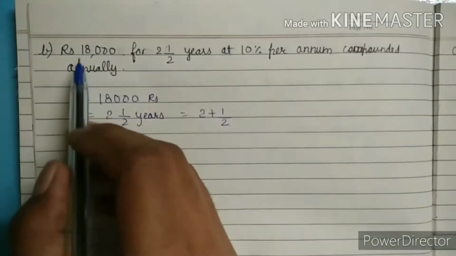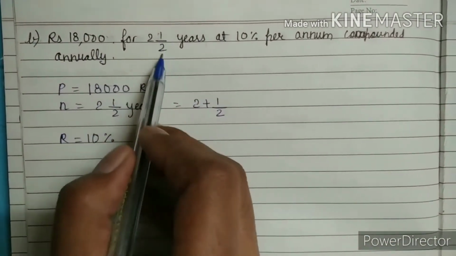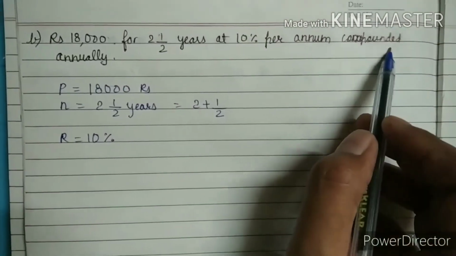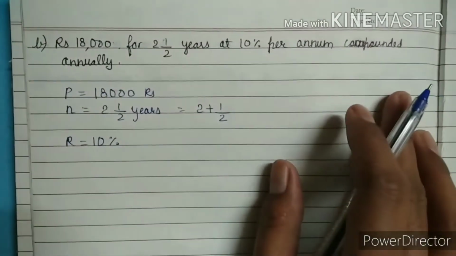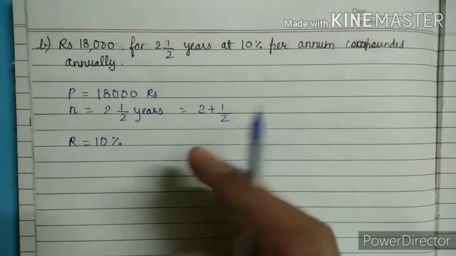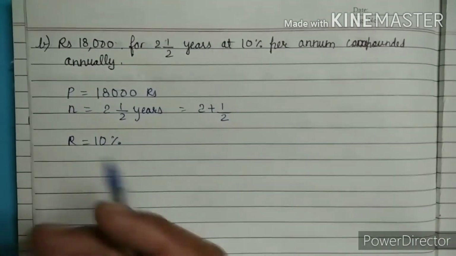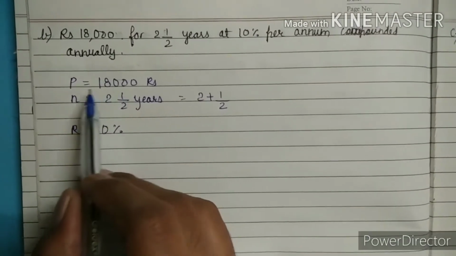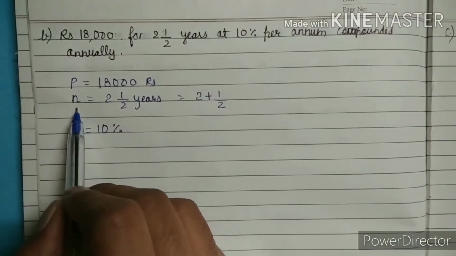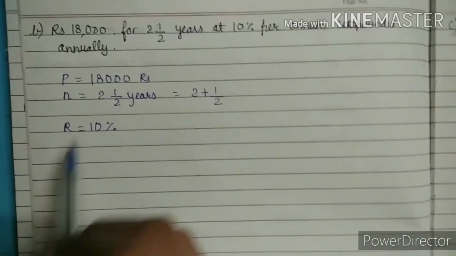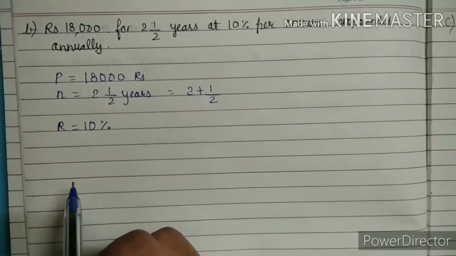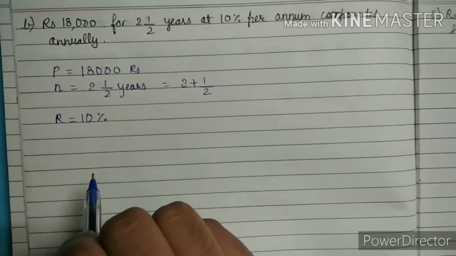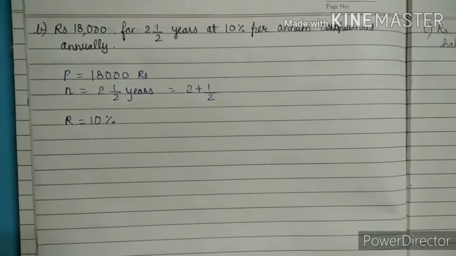Part B: rupees 18,000 for 2 1/2 years at 10% per annum compounded annually. Same thing is there, compounded annually, so there is no need of multiplying by 2, 3 or 4. But one thing is there: principal is 18,000 and time is given in the fraction, 2 1/2 years, or it can be written as 2 plus 1/2, and rate of interest is 10%.